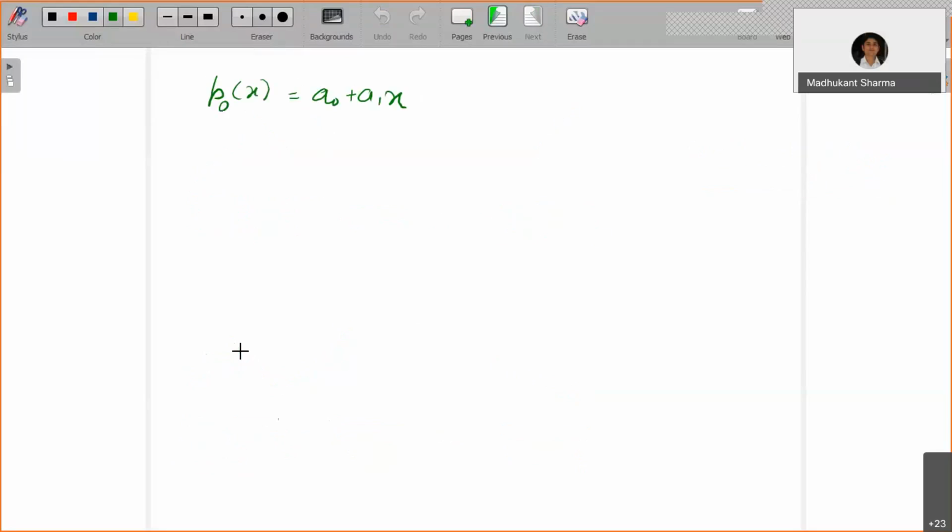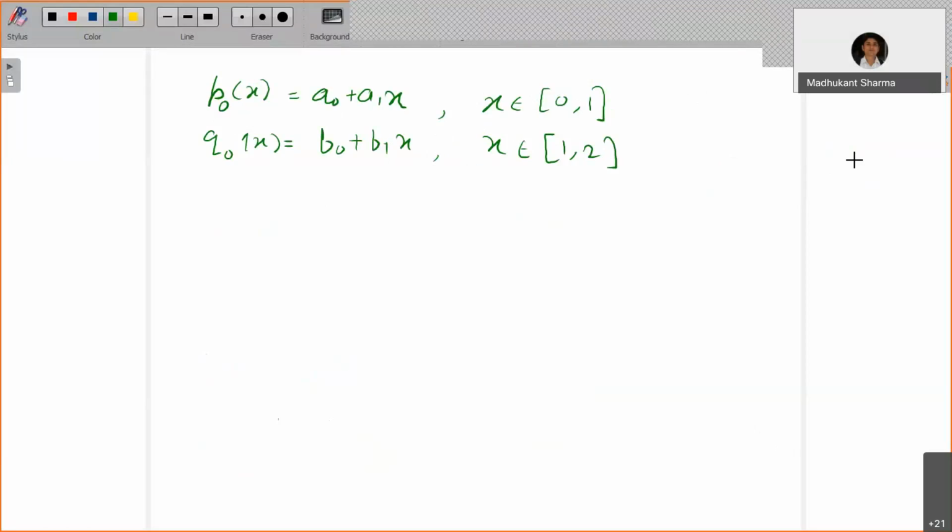So let's see. Let's say another polynomial is here. This is this, and let's define the interval as 0 to 1 for x. And the other polynomial, let's say q naught of x, equals b naught plus b1 of x, with x belonging to 1 to 2. Right. So you see, at present you are talking about 0, 1, and 2.